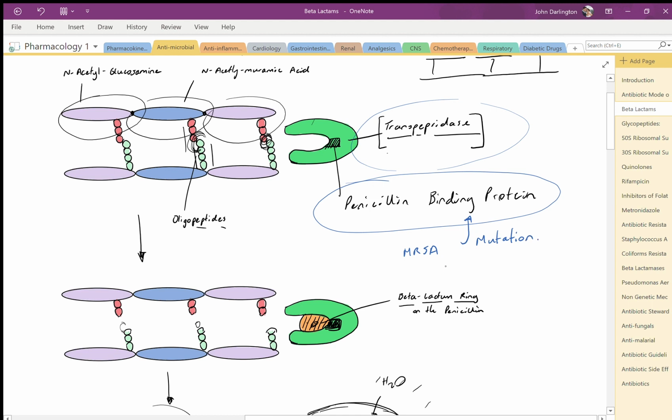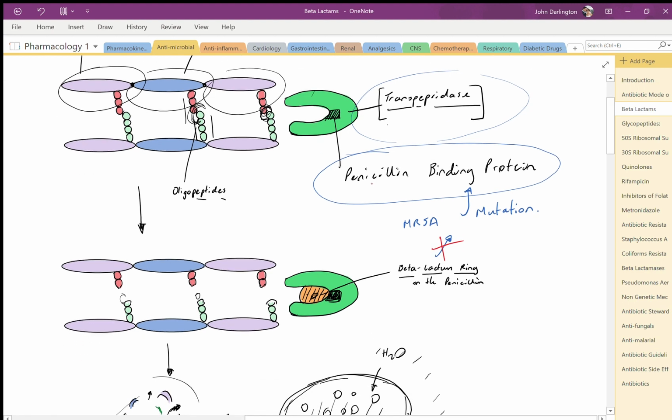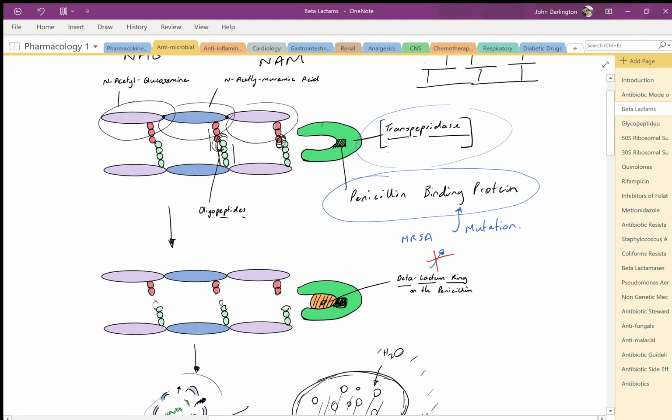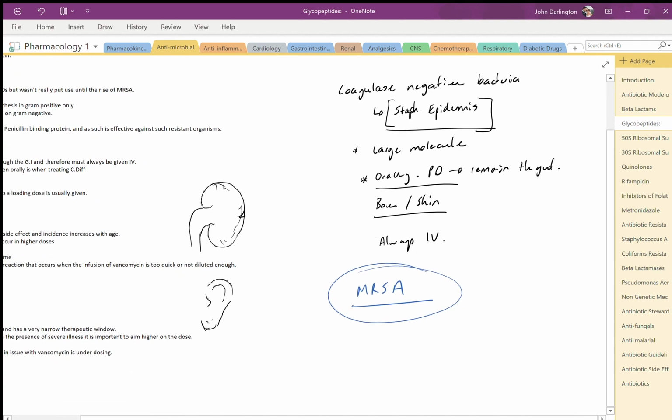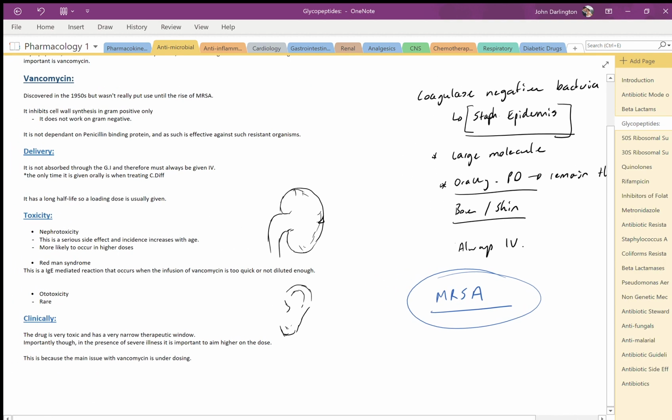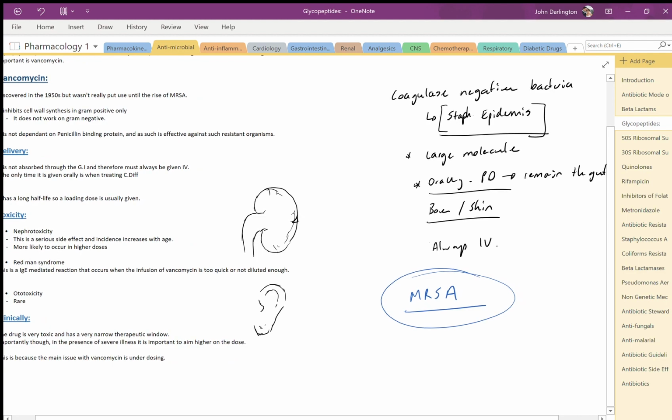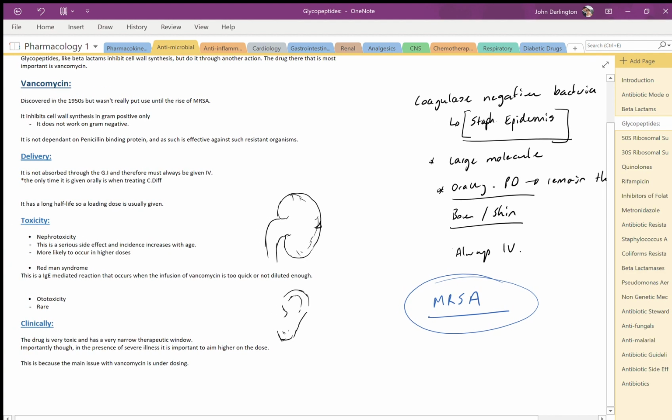beta-lactams cannot bind to it. They are unable to bind to the penicillin binding protein and therefore are unable to carry out an effect. And that is why we have to use glycopeptides. That's why we have to use vancomycin to destroy them. And the reason for that is because, as I discussed, they have a different method of action. They prevent the cell wall from forming, and as such can destroy the bacteria that way.